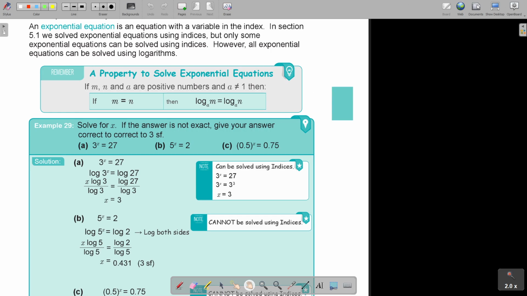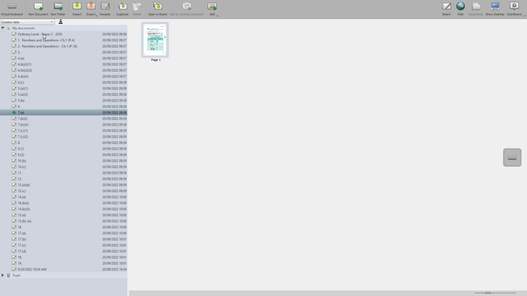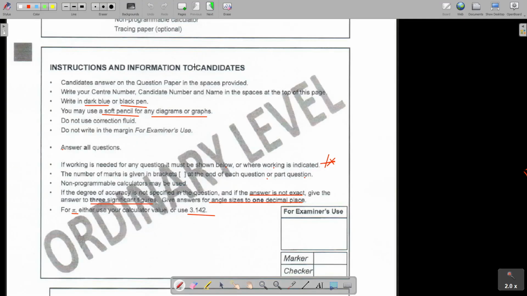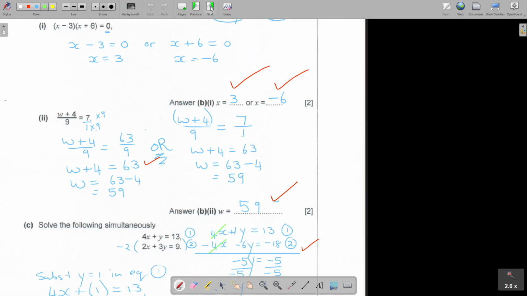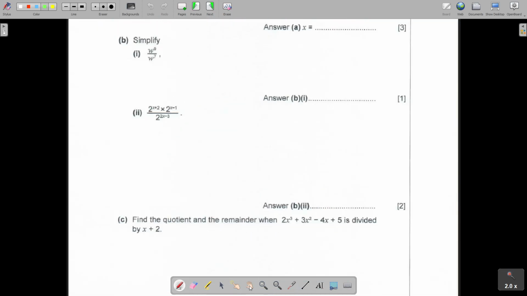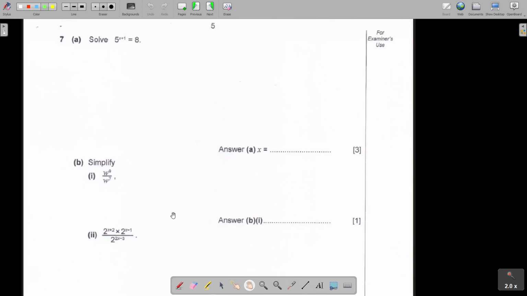So let's go back to the question paper. Okay. I don't know why I went to the first page. Okay, so let's go back. Okay. So, and this is now nice. I'm just going to say, I take logs on both sides. So now remember, just put it like that. So it's going to be x plus 1 log 5 equals log 8.